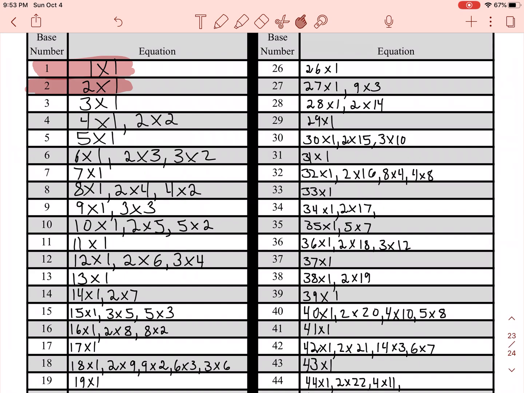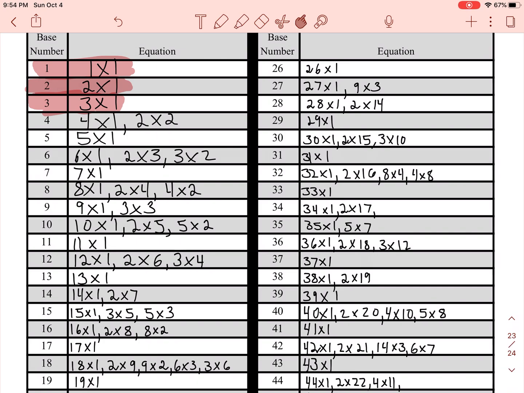How about the number 3? What do I notice about the number 3? How can I make 3? What are the factors of 3? The factors of 3 are 3 and 1. So here again, the only factors of 3 are 1 and itself, 3.